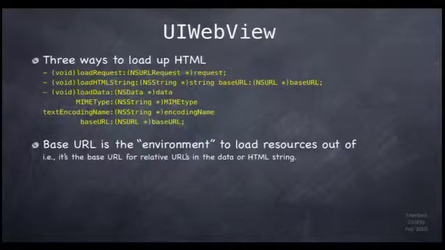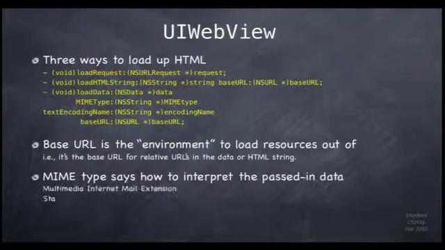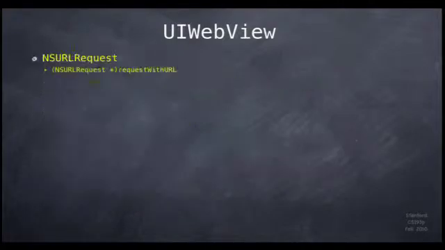Notice this thing base URL that's on both the load HTML string and the load data. That's just the URL relative to which all the relative URLs inside of the HTML string are relative to. I think I said relative 4 times there. But I think you understand what I mean also. And then MIME, I talked about MIME.